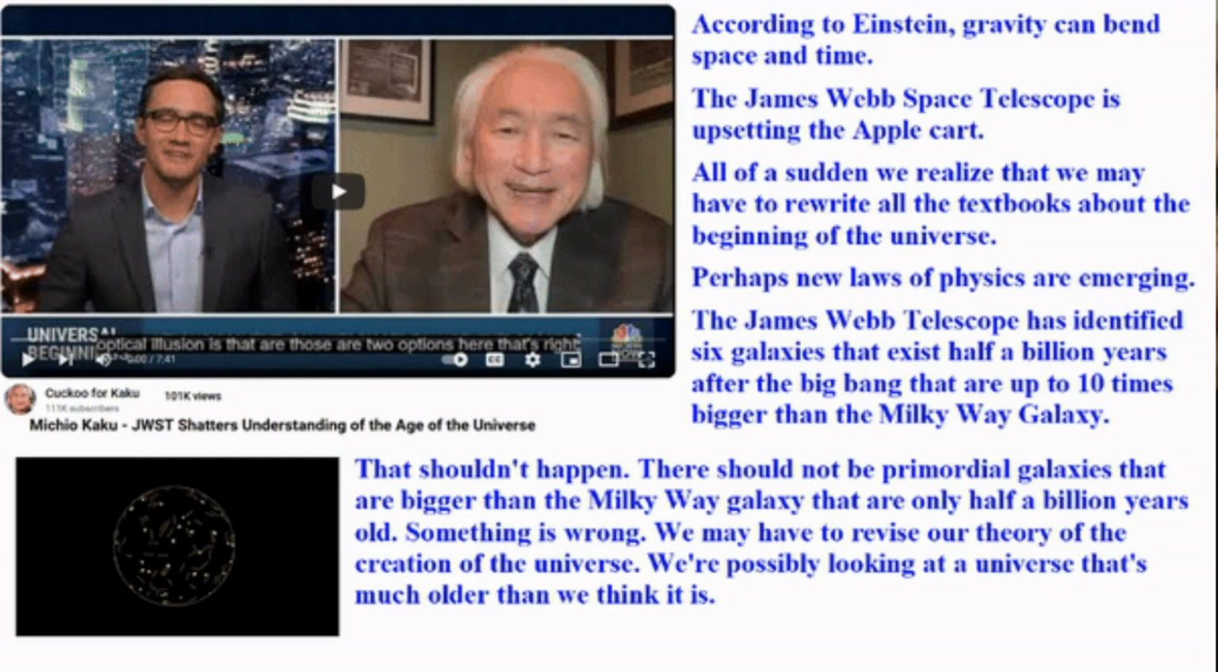Okay, and that's what he's talking about. And he gives an example there, saying, "Look, they shouldn't have existed 500 million years after the Big Bang." That's the sense he is, and so he says we may have to revise our theory of the creation of the universe. We're possibly looking at a universe that's much older than we think it is. Okay, so for many years they've been telling us that it's 13.8 billion years ago, and now they're going to revise it and say maybe it's twice as much as that.